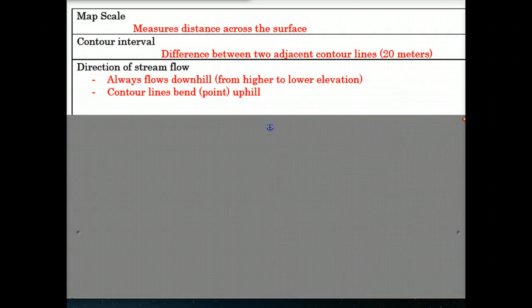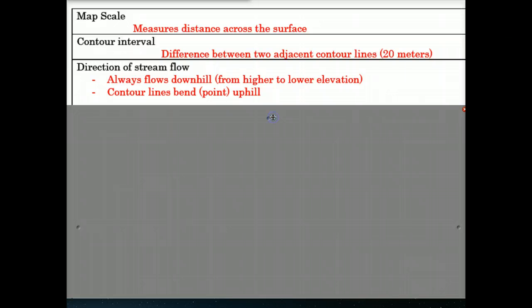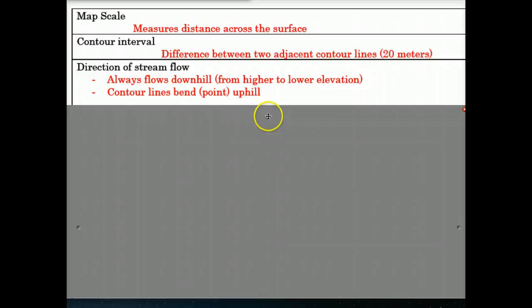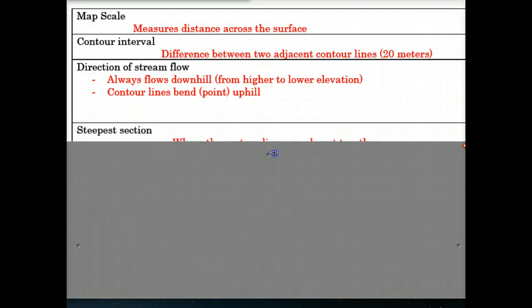Basically, when streams cross, they always flow downhill from higher to lower elevation, right? Water doesn't flow uphill. And the contour lines themselves bend or point uphill. When I drew this, I should have drawn it with a bit more of a V shape to these. As the contour lines go across that stream, they point like that. So they point uphill, and water always flows from higher elevations to lower elevations.